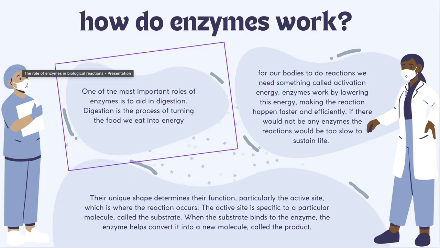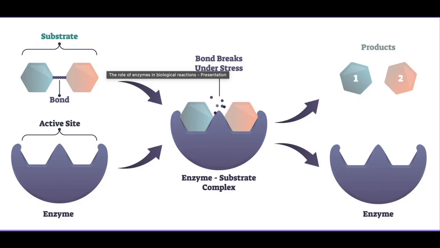Their unique shape determines their function, particularly in their active site, which is where the reaction occurs. The active site is specific to a particular molecule called a substrate. When the substrate binds to the enzyme, it helps convert it into a new molecule called the product. In this example, we see a substrate that is two molecules bonded together, binding with the enzyme. The enzyme breaks the bond, having two products.